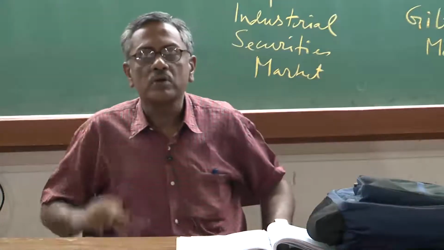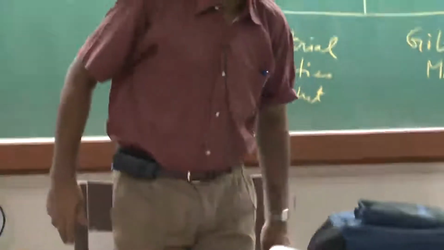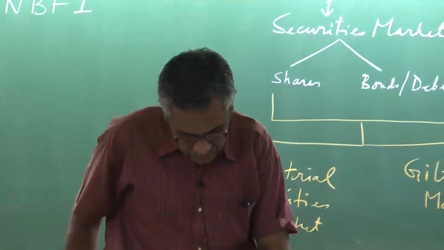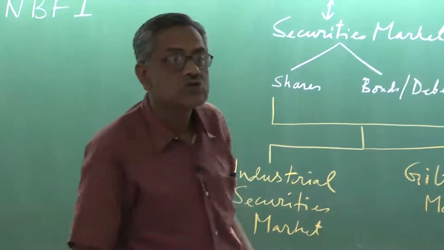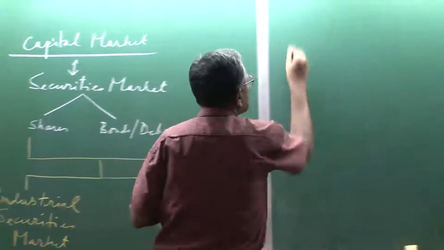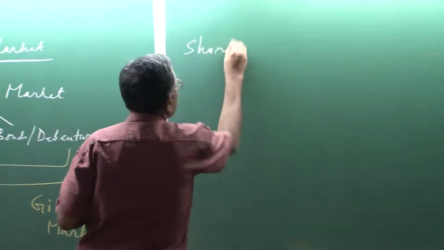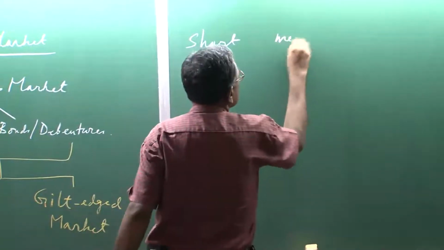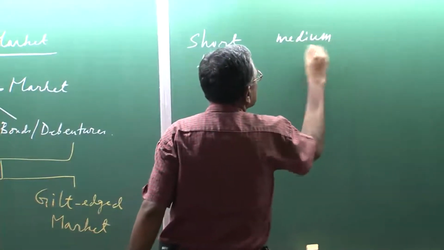Then I want to talk about a very confusing area in this literature, which is short-term and medium and long-term. They make a distinction. Short-term, in macroeconomics you know that, it happens. And medium and long-term together.